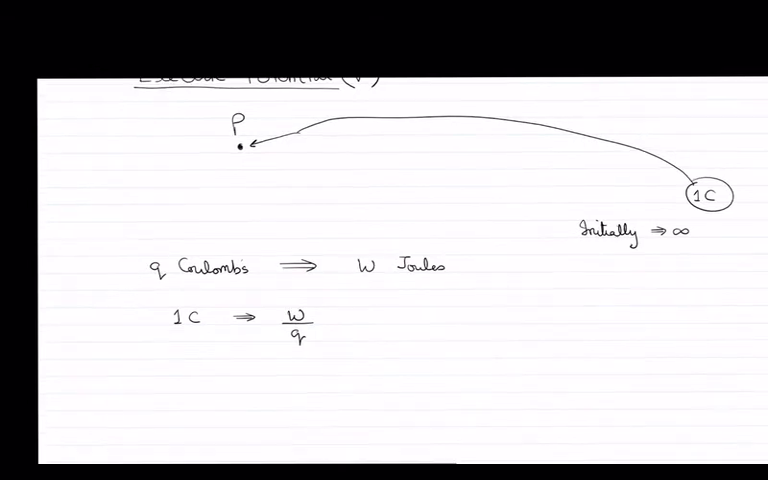So the potential at any point P, which will be denoted by V, it will be equal to the work done by the external force in bringing the charge from infinity to the point P divided by that particular charge. This will give us the potential of the point P.